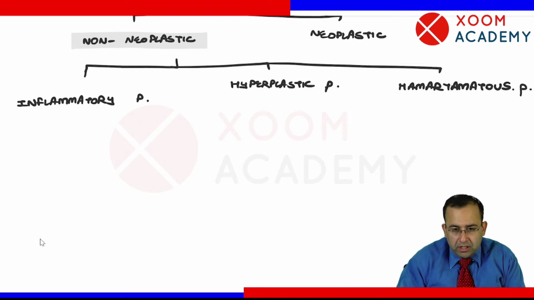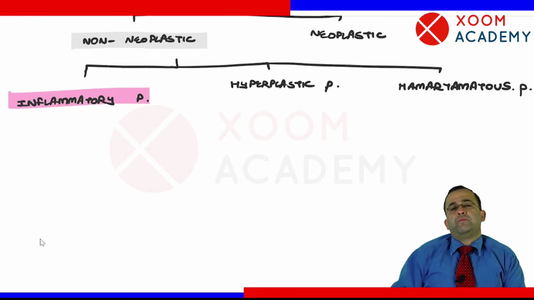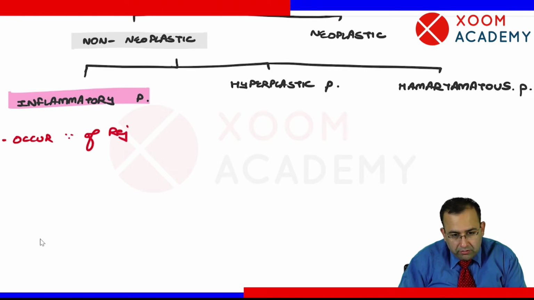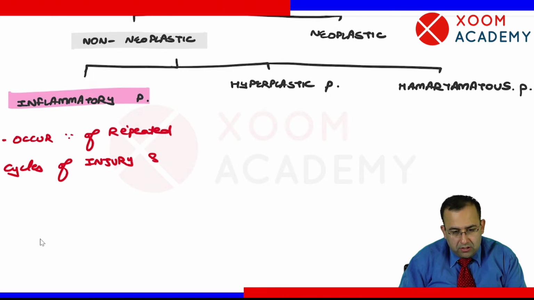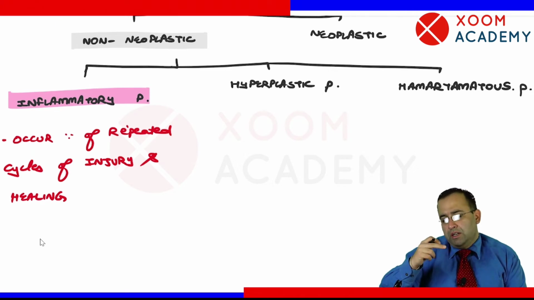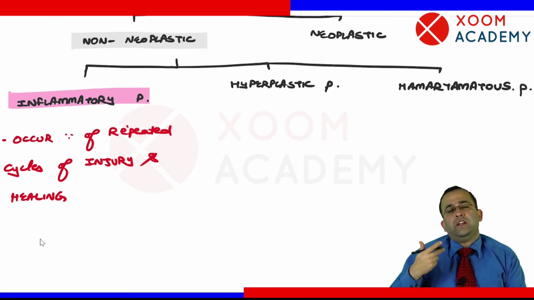Starting with inflammatory polyps, let's begin with the first one. Inflammatory polyps occur because of repeated cycles of injury and healing. Look, it is an inflammatory polyp, so it is happening because of inflammation. It occurs because of repeated cycles of injury and healing.